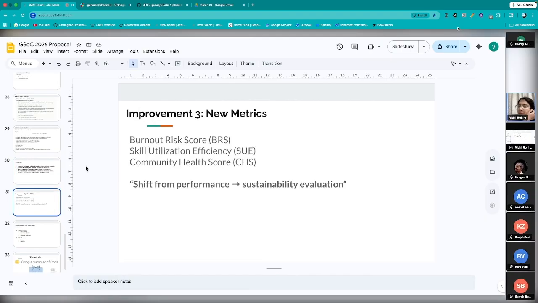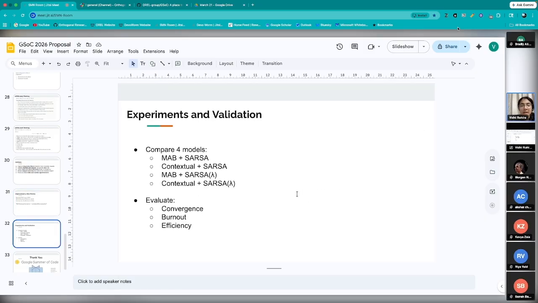Now, about the metrics, because my previous project also had some metrics like the harmony index, resilience quotient, and the reassignment overhead. There are three more: the burnout risk score, skill utilization efficiency, and community health score. These are metrics which will help me in the project and understand how well the new SARSA lambda and the contextual map perform. And we shift from performance to sustainability evaluation, and the experiments and validation.